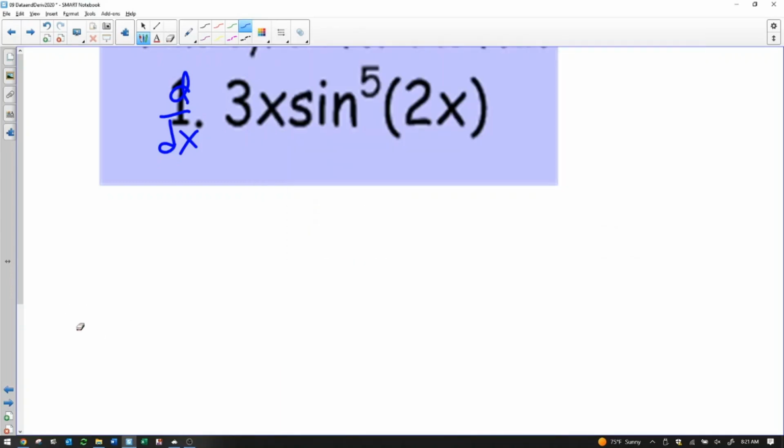How would you start this one? Put it in a 2. So this is 3x, and this is sine 5 2x. Okay, what else would you do? Product rule. Before you do the product rule, I'd like you to do something else.